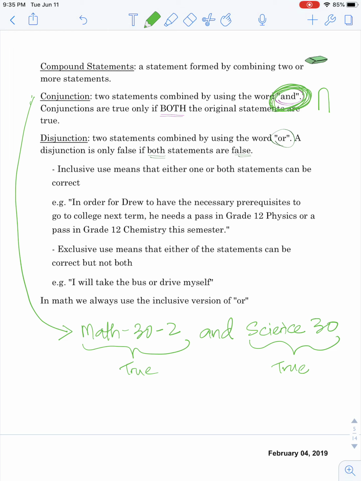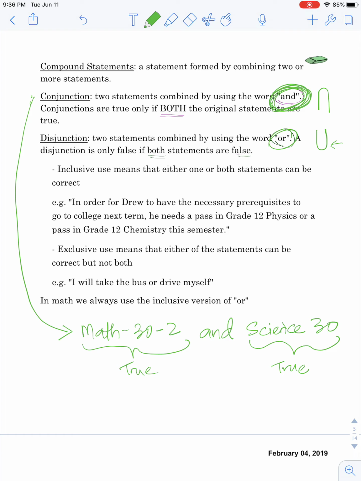Now disjunction means two statements that are combined by using the word or. Going back to this example, the word or is denoted by this symbol, which also means union. Or means union and is denoted by this symbol. Okay, so for disjunctions, or for or statements, satisfying either condition will suffice.